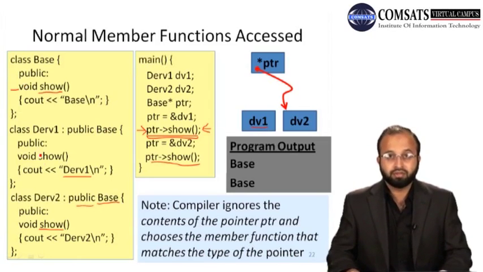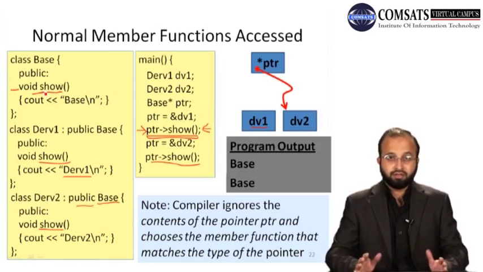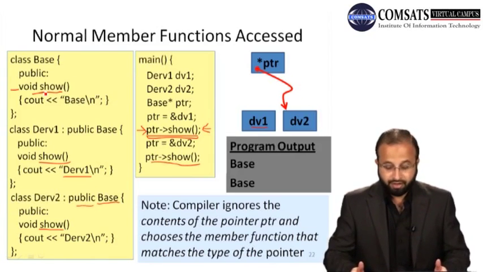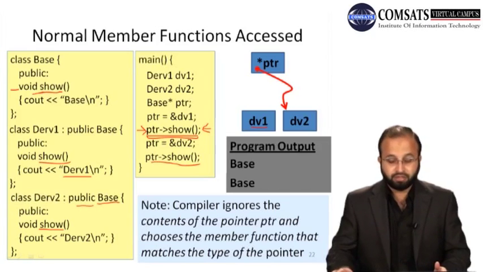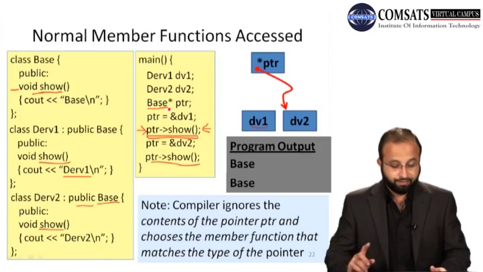Now why is it so? There is an important rule that needs to be understood at this point: the compiler ignores the content of the pointer ptr and chooses the member function that matches the type of the pointer. So in case this function is not virtual, then whenever we execute a function in this way, like ptr->show, which show function will it execute now?